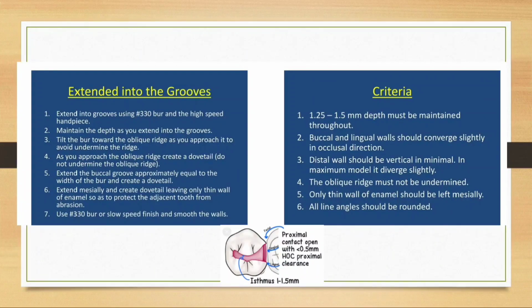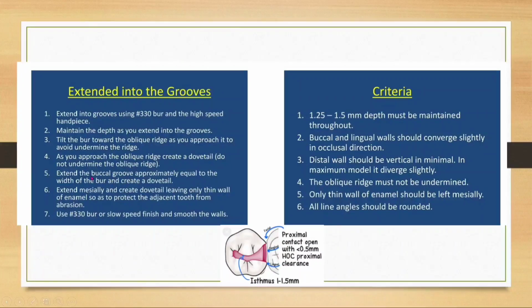Now, extension into grooves. Grooves extended using this 330 burr and the high speed handpiece should maintain the depth. Tilt the burr towards the oblique ridge as you approach it to avoid undermining the ridge. Once the oblique ridge is approached, create a dovetail, but make sure that you do not undermine the oblique ridge.